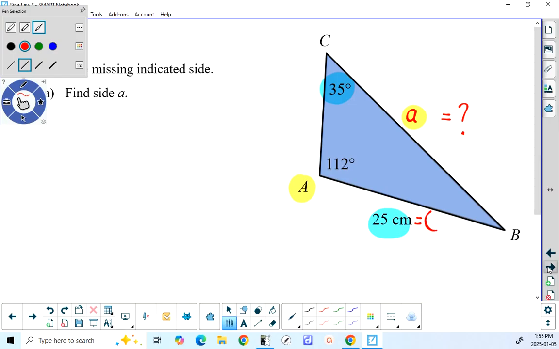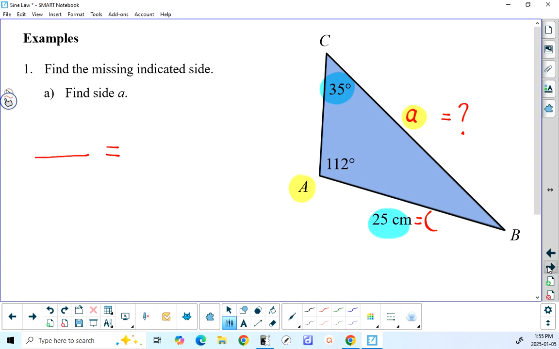But the bottom line is you know a pair. And when you set up the equation for the sine law, what's going to happen is you will always have one side of the equation with numbers that you know, and the other side of the equation with half of the pair that includes the thing you're trying to find. So we're trying to find side A.